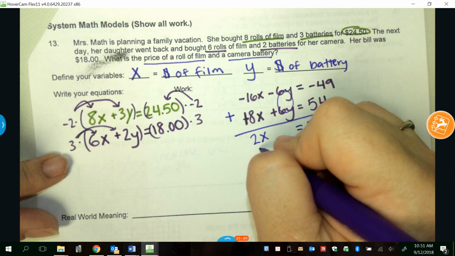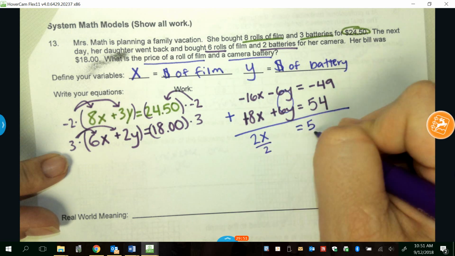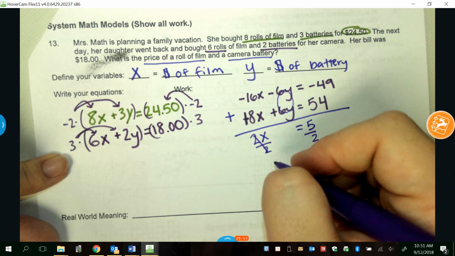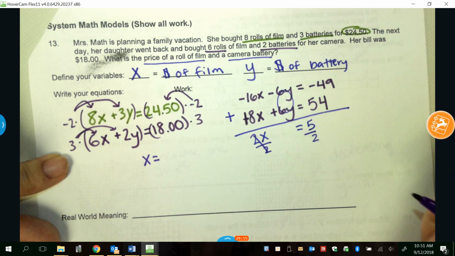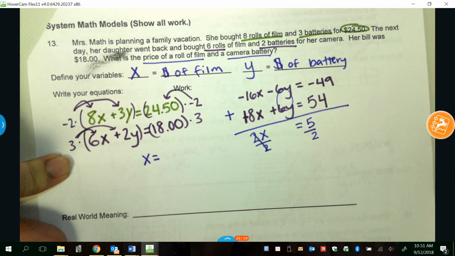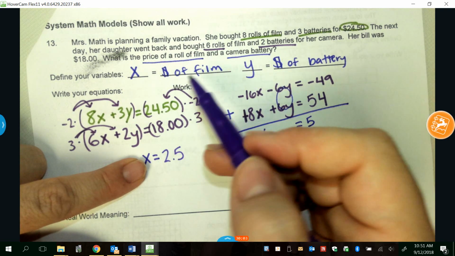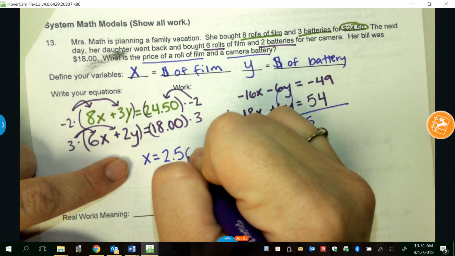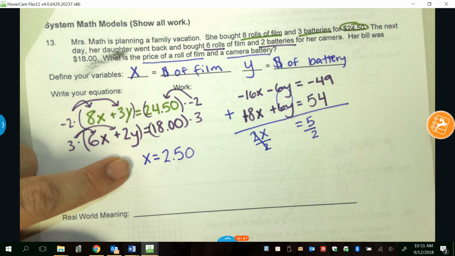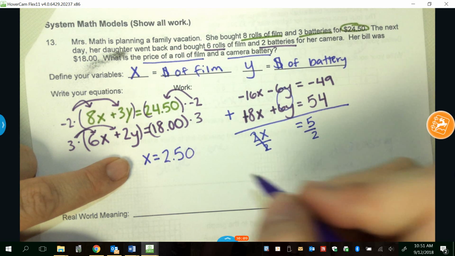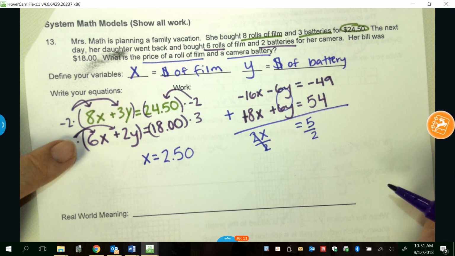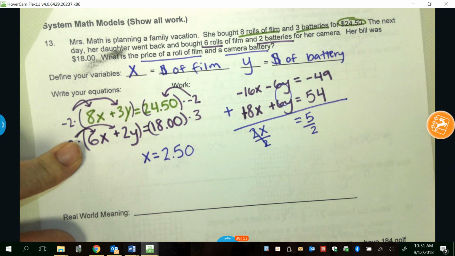Okay, so I'm going to solve for x, divide both sides by 2, and I get x equals 2.5. Now, is it okay to get a decimal? Yes, because I'm talking about money. So this is the same thing as 250. Okay? So now we're going to plug that into either equation. I'm going to choose the bottom equation just because it has smaller numbers.